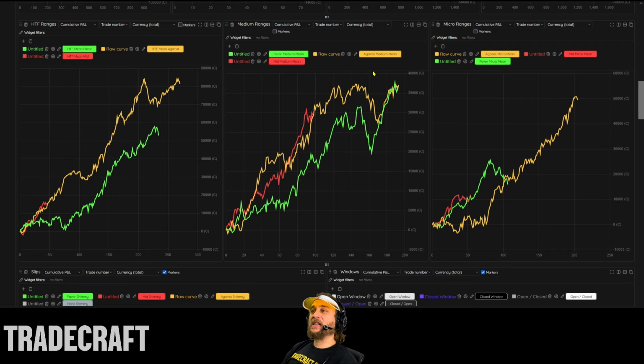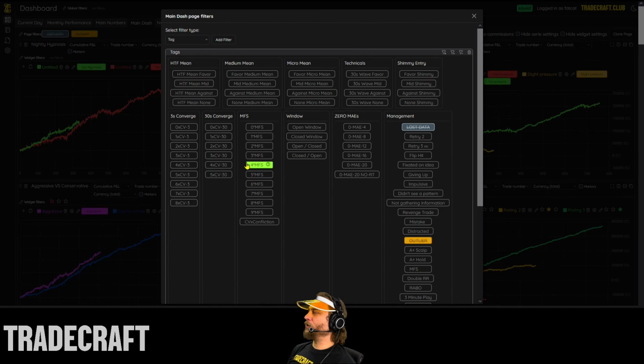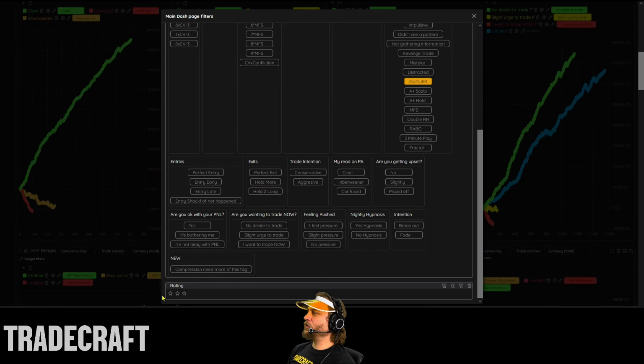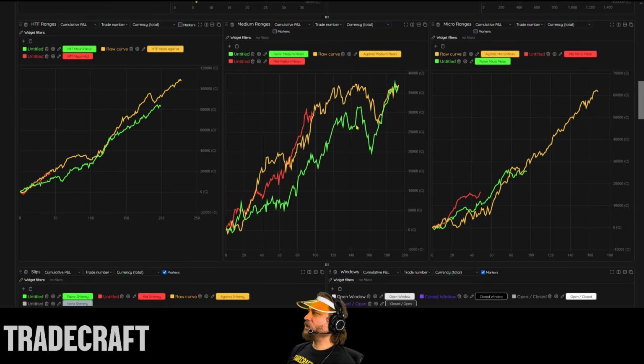But one thing I can tell you is a lot of my bad trades are actually done in breakout territory. Notice how the yellow line is above the green in all of them but the micros right here. So I'm going to go to page filter and then go to rating, add the filter, and I want to remove the red stars so it's crossed out. You can see how they're changing.